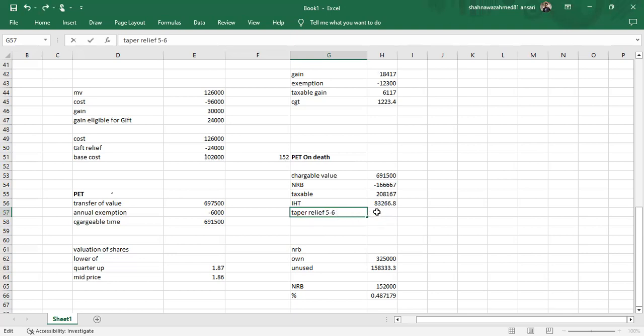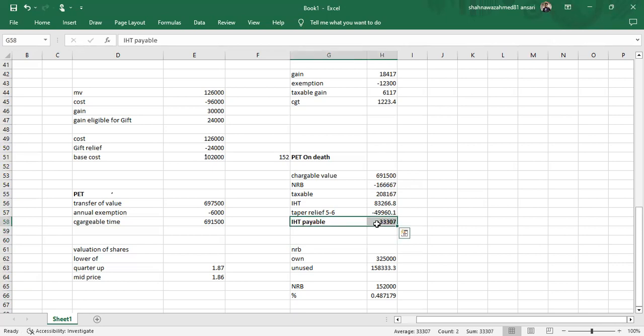So from 5 to 6 years, minimum 20. She will get 3 to 4, 20, 4 to 5, 40, 5 to 6, 60. She will get 60% of this amount as a relief. So 0.6, this is the relief, and we have to deduct this amount. So this is IHT payable on the gift, and that is going to be 33307 approx. This is the answer.